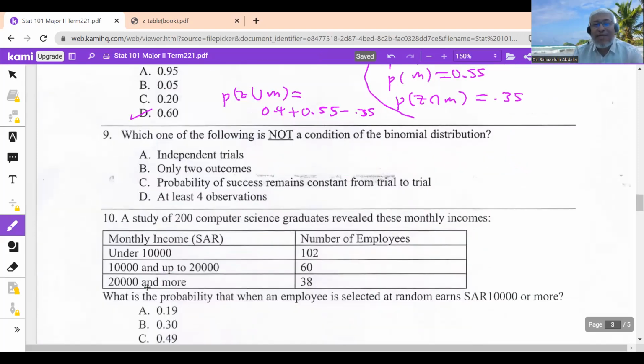Which one of the following is not a condition of binomial distribution? Well, in binomial distribution, we need the trials to be independent. We only have two outcomes, and that's why we call it binomial. Probability of success remains constant from trial to trial. That's also correct. So the condition which is not a condition is at least 4 observations. No, n can be anything.